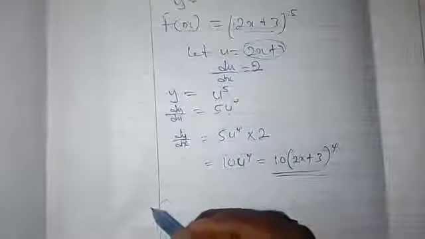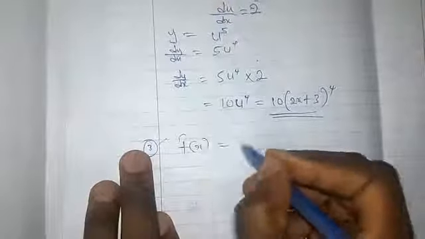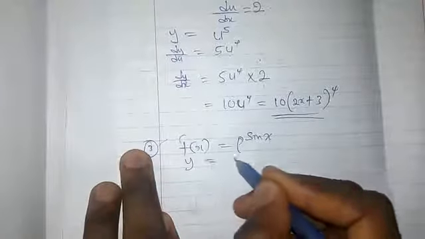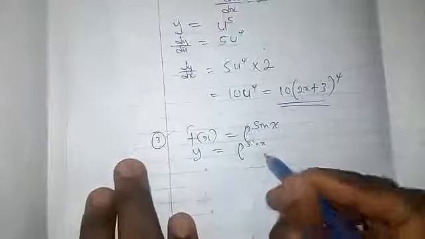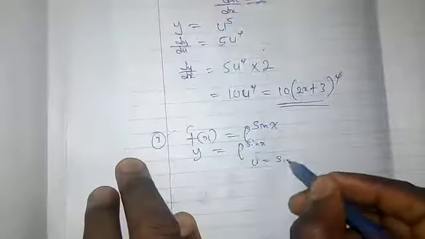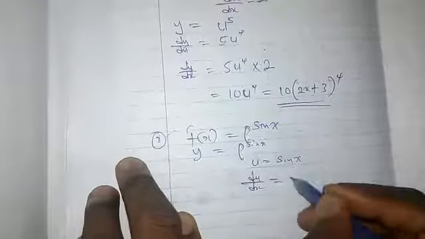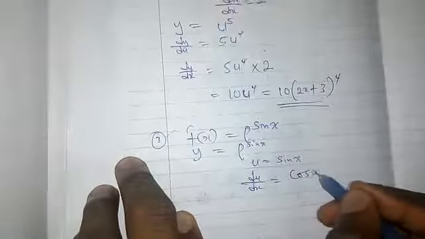So we have the third one. I have y, that is f of x, equal to exponential sine x, which is the same thing as y equals e to the power of sine x. Just let u be equal to the power here. That means u is equal to sine x. Now du/dx is equal to cos x, that is, the derivative of sine x is cos x.